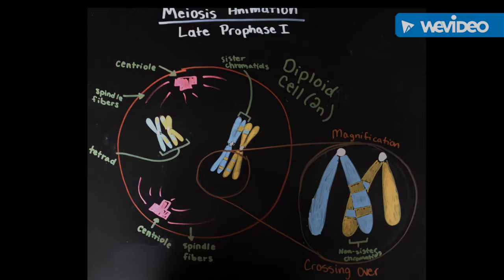Sister chromatids and non-sister chromatids will exchange their DNA for alleles, creating new combinations of alleles on a chromosome. Crossing over increases the genetic variation of the gametes, thus creating more diverse offspring.